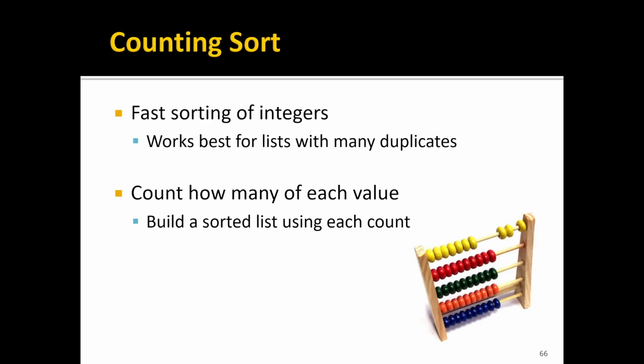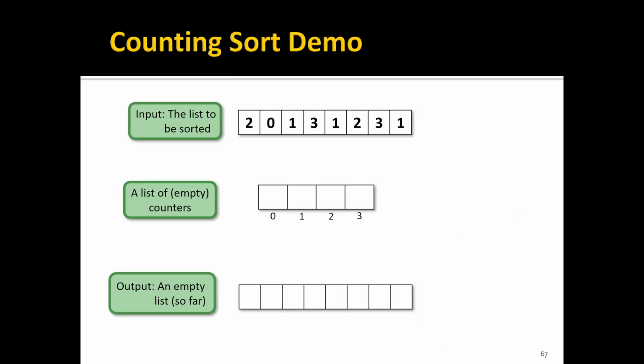So the basic idea behind the counting sort is we're going to keep a count of how many of each one of the values is in our list, which we can do in a single traversal of our input. And then we will use those counts to fill up some output list, which we can do in another single pass. So let's see how this works.